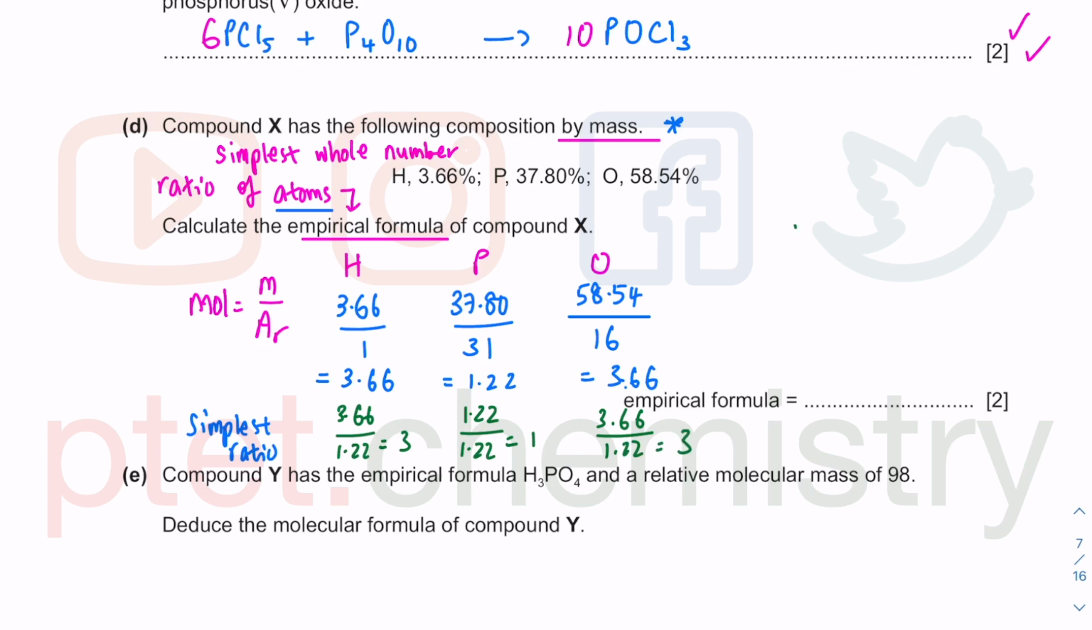So in terms of empirical formula, it's not carbon, because I'm so used to writing carbon. So there are 3 hydrogen, 1 phosphorus, 3 oxygen. This empirical formula is H3PO3 there.